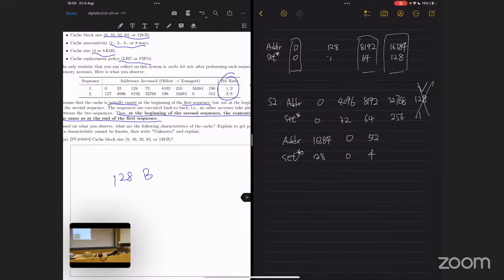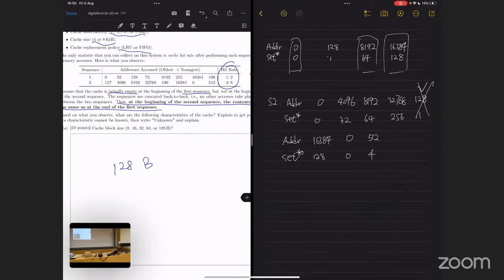And so first let's take a look at associativity of 1. If it's associativity of 1, then it's a direct mapped cache. So all of these accesses would conflict, so we would have no hits. So yeah, then we rule out that possibility. Then for the associativity of 2, this means that in a set we can have 2 possible slots to put cache blocks.